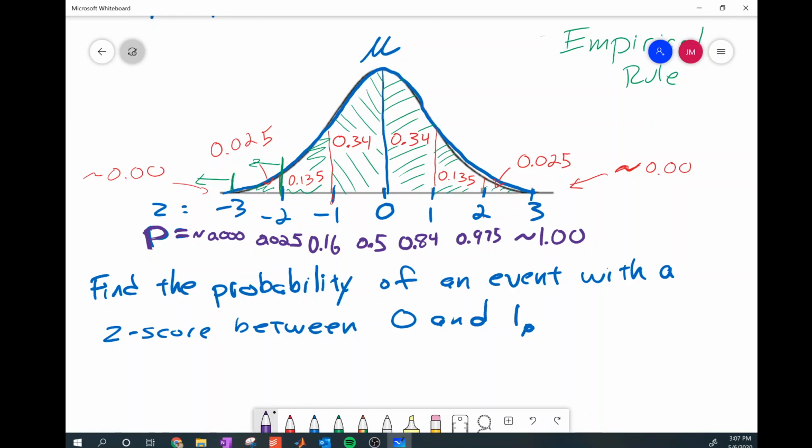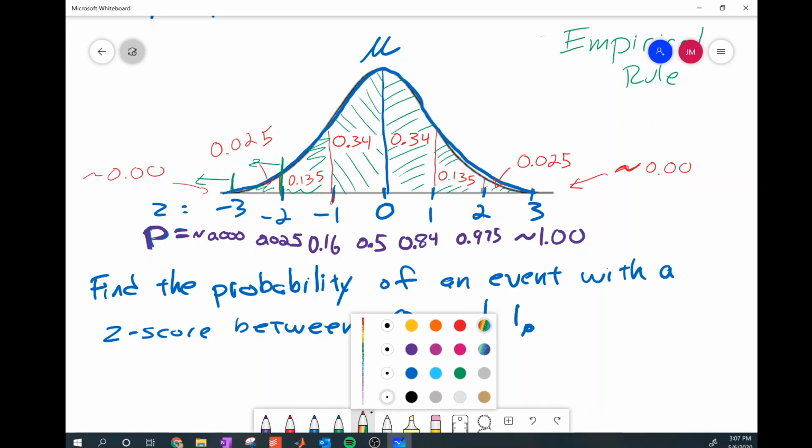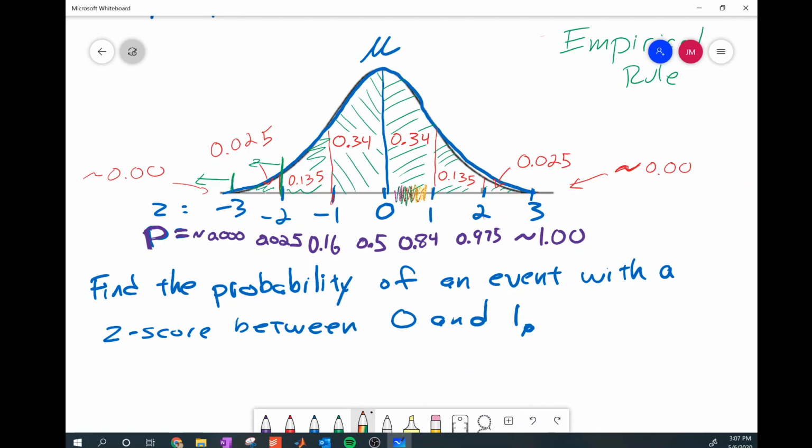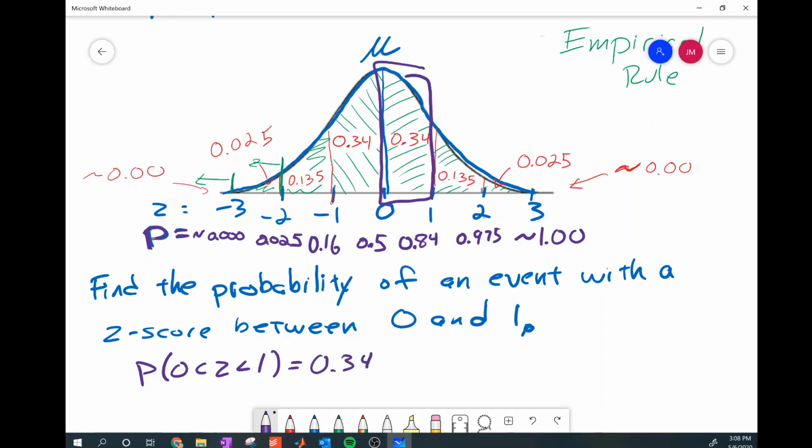Well, we know that the probability of an event happening between 0 and 1, it could be anything. The z-score could be 0.5, it could be 0.86, 0.32, but no matter what, we know that the z-score is going to happen somewhere. We'll use a fancy pen for this. It's going to happen somewhere in this area. So that means the probability of an event happening with z-score between 0 and 1 would be this area here, 0.34.